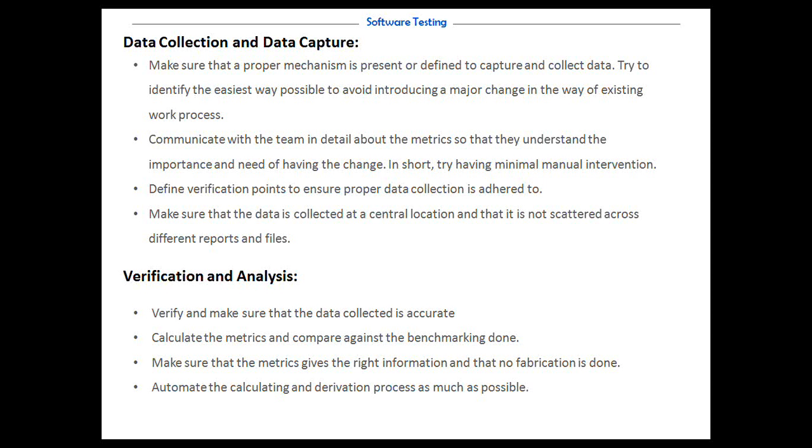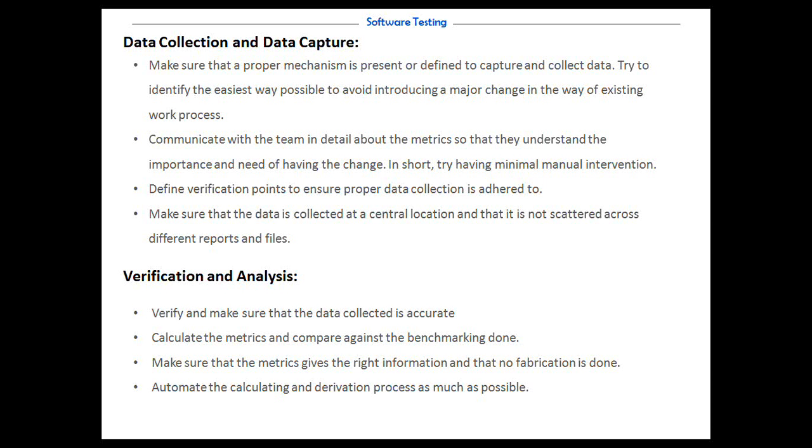Next is communicating it with the team and letting them know the details about the matrix and why we need to have this matrix. And who knows, probably the team might come up with a better idea in capturing some of the data since they do the day-to-day activities. Define proper verification points to ensure that proper data is collected. And make sure that the data is always collected into a central location and that you don't pull data across different reports or different files which are scattered across your system.